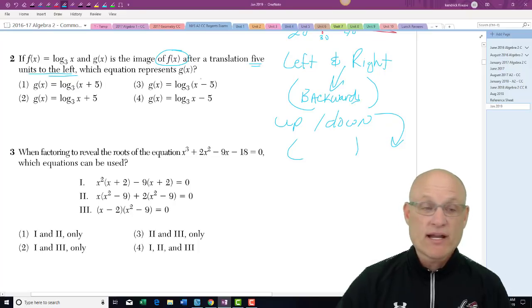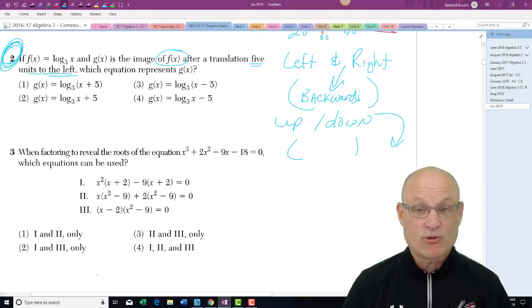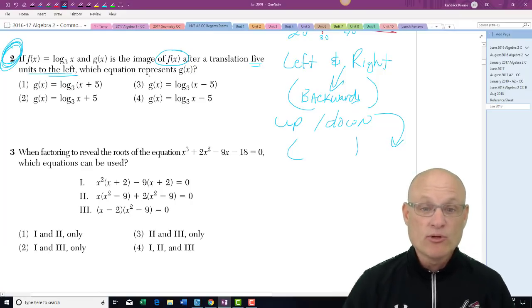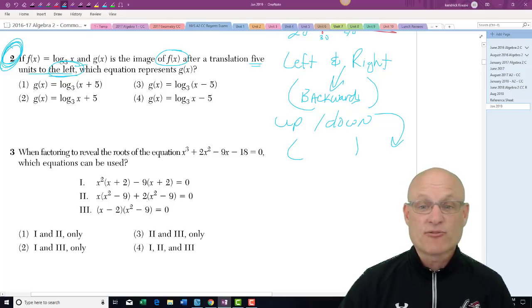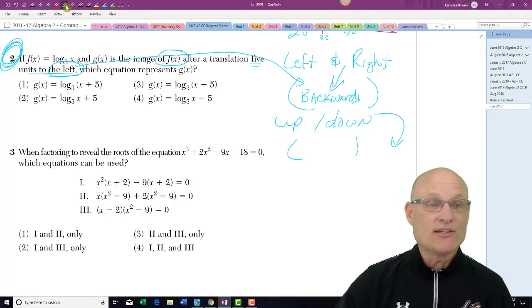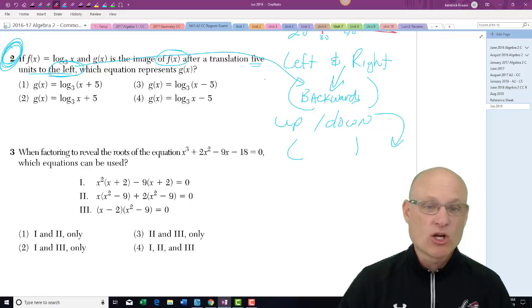Now, I'm going to tell you right now, this problem can be done just using a calculator, but I'm going to show you how we do it first. 5 units to the left. That means we're going to put it inside the parentheses, but instead of going minus, which would be left, we're going to go plus. So this is the right answer, choice 1.